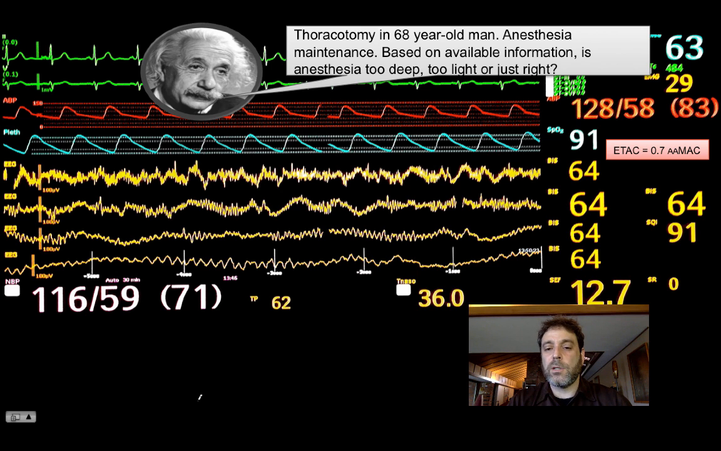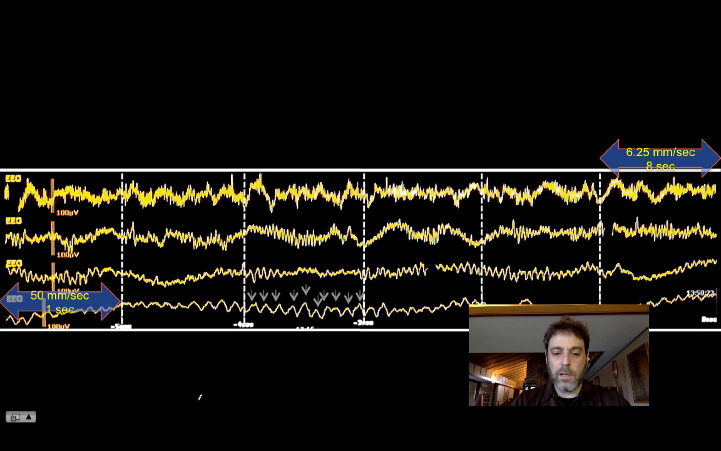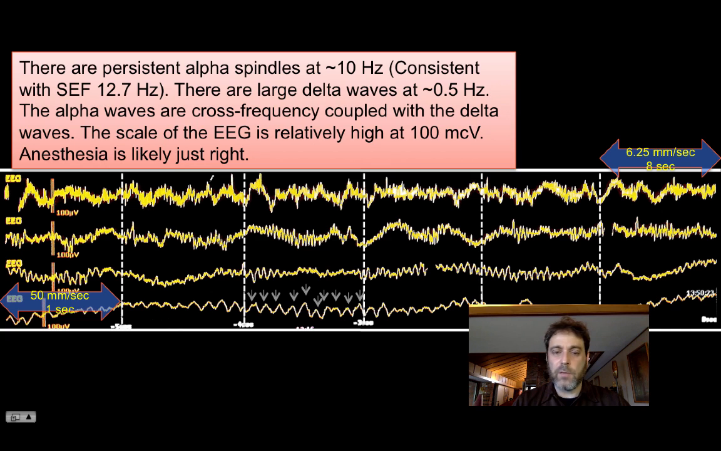All right, here is an example which we've looked at previously, but let us go back again. This is a patient having a thoracotomy during anesthesia maintenance. Is anesthesia too deep, too light, or just right? So looking at the EEG more closely, you can count the spindles: 1, 2, 3, 4, 5, 6, 7, 8, 9, 10 Hertz, and a very lovely pattern of slow delta waves.